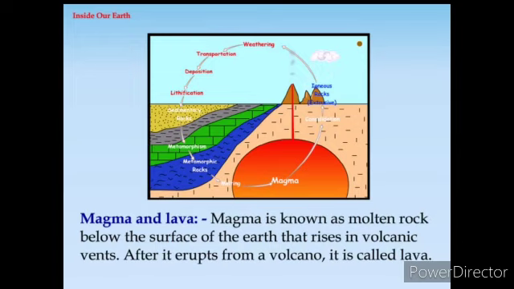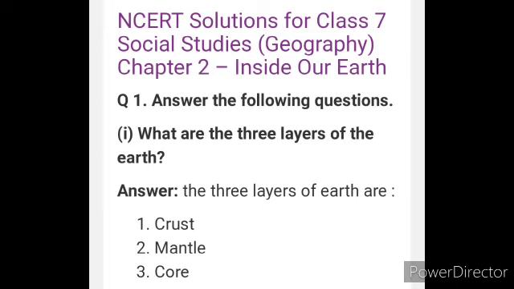Magma and lava. Magma is known as molten rock below the surface of the earth that rises in volcanic vents. After it erupts from a volcano, it is called lava. You can refer to this picture and understand. Now, students, from this chapter, some exercises and question answers we will do. So these are the solutions for class 7 chapter 2, Inside Our Earth.